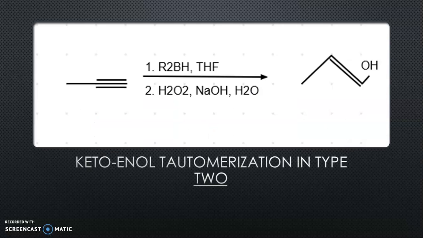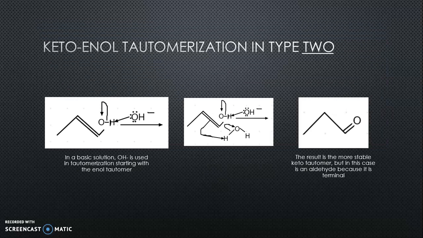So for our second type of alkyne hydration reaction, seen here, this is exactly what I had up earlier with the boron-containing reagent in THF in step 1, and step 2 having the peroxide, the base, and the water. Here we have our enol. This is a terminal enol. And again, I just want to point out that the NaOH, this is a basic solution, so I'm going to show you how the tautomerization occurs in the basic solution.